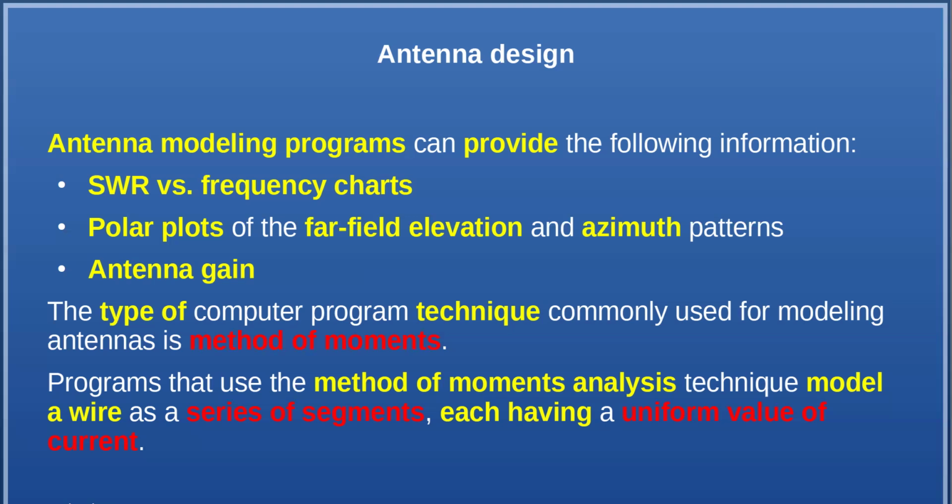So there's a lot of information you can get. It shows you currents on the elements, what the current waveform looks like, where the high current and low current is. It uses what's called method of moments. What you do is you divide the antenna elements up into small increments, and it calculates for that little increment what the current is at that particular frequency, and that's how it plots it.